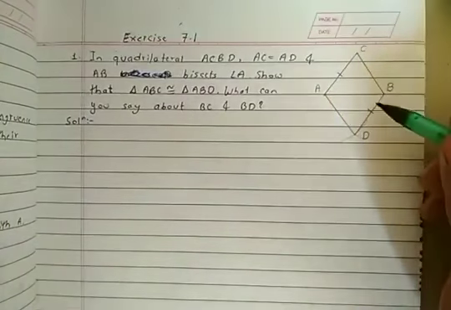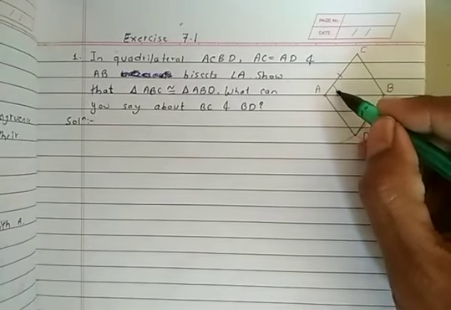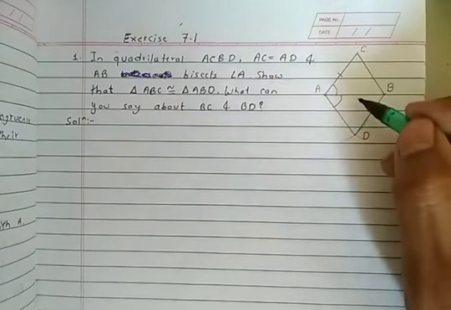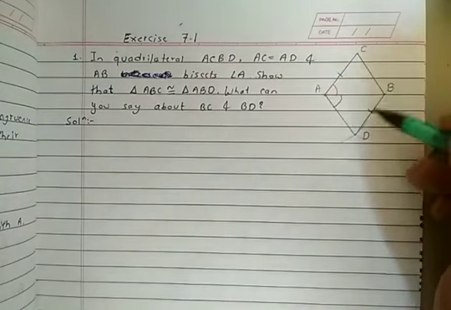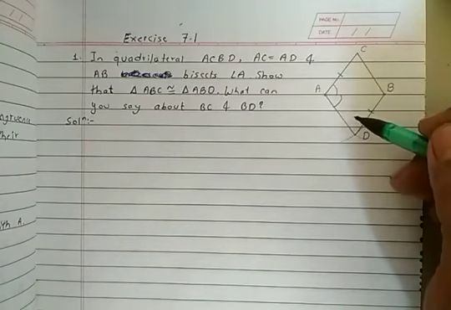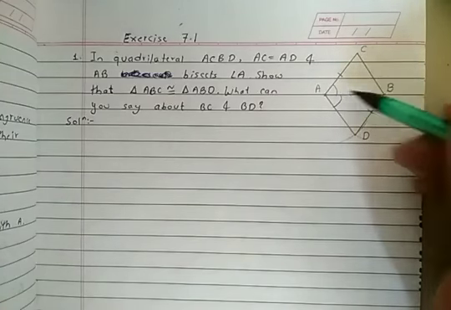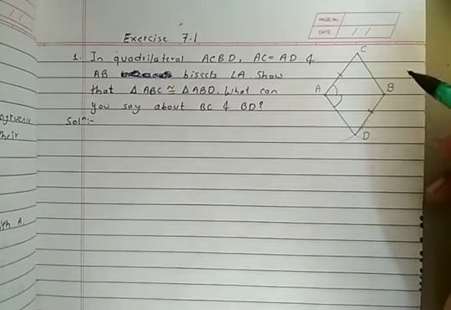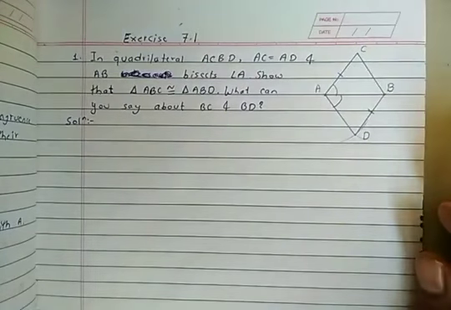Okay, and AB is bisecting angle A, means bisecting means this angle and this angle are same, right? That is angle CAB and angle DAB are both equal. Here we have to show that triangle ABC is congruent to triangle ABD. And one more question is asked, what can you say about BC and BD, right? Is BC equal to BD? We have to show this also.